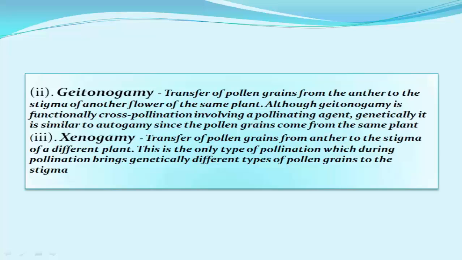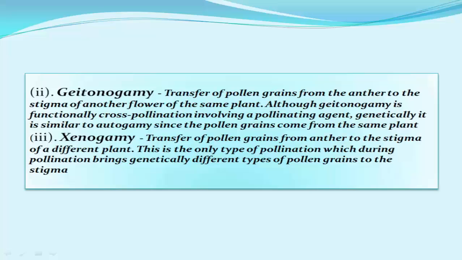Then xenogamy. The genetically different pollen grain and stigma are participating in the xenogamy. Transfer of pollen grains from anther to the stigma of different flowers. Here they are born on two different plants. They are developed on two different plants. Pollen grains of one flower are transferred to the stigma of another flower. Both of them are produced by two different plants.